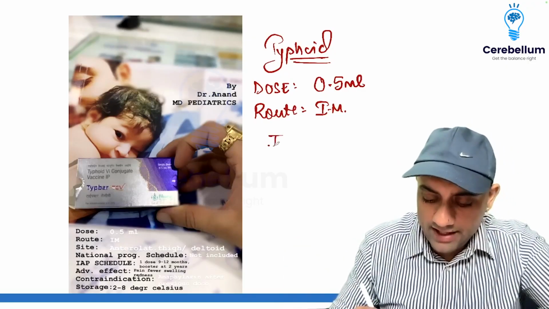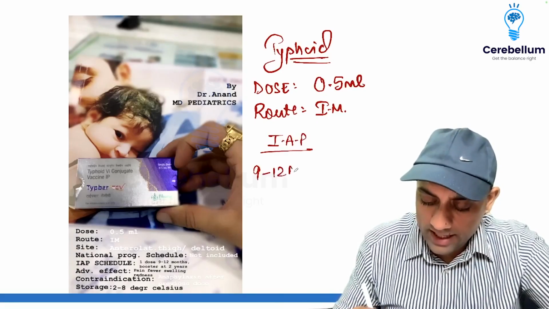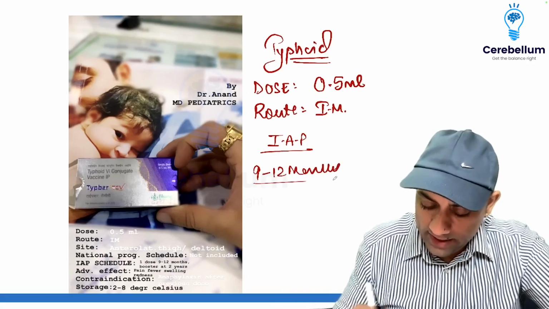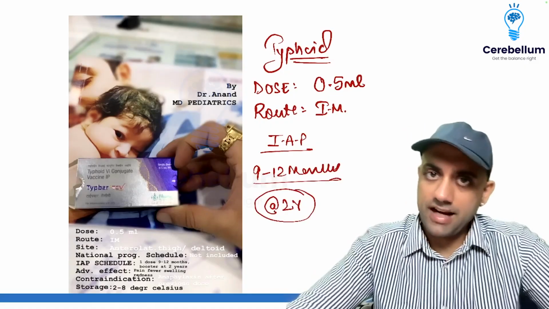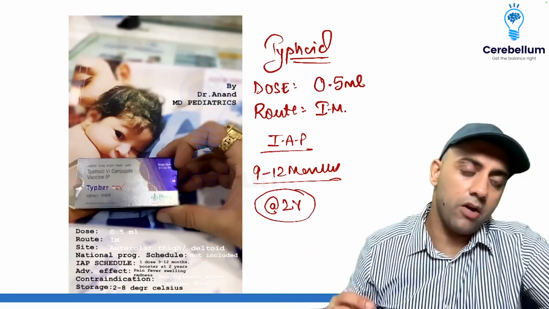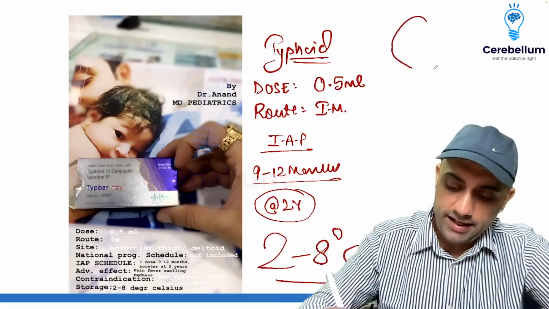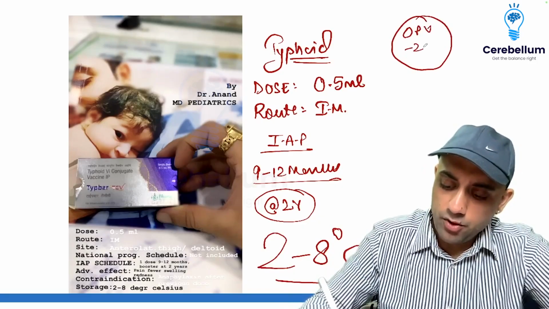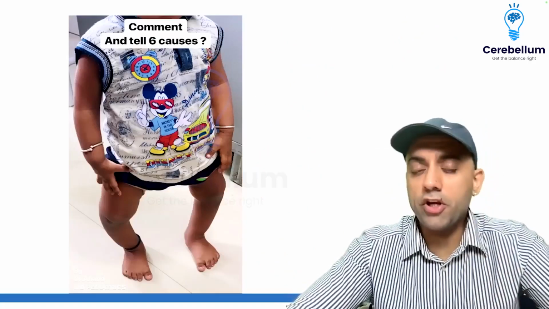And when do you give? According to the IAP, Indian Academy of Pediatrics schedule, you will give one dose at 9 to 12 months, and the booster dose will be given at 2 years. So first dose at 9 months and booster dose at 2 years. Remember that. And how do you store this vaccine? All the vaccines are stored under 2 to 8 degrees Celsius, except the oral polio vaccine, which is stored under minus 20 degrees Celsius.